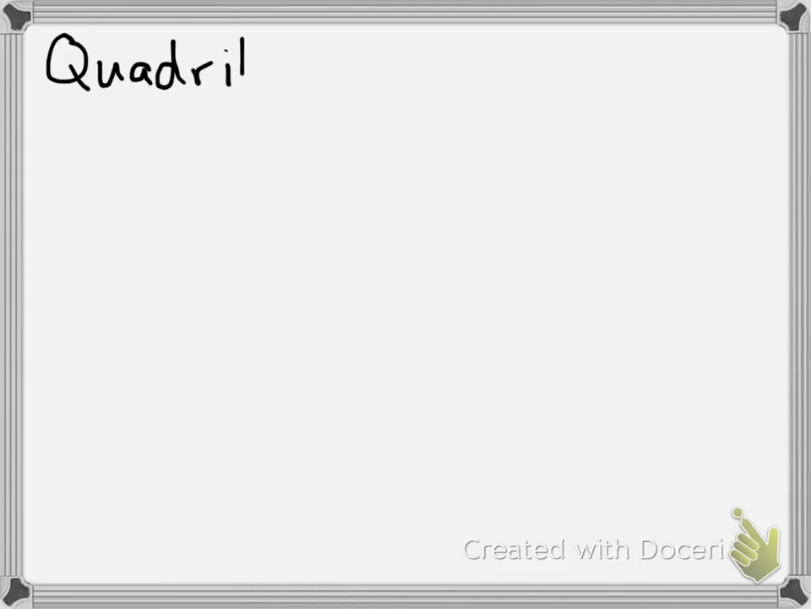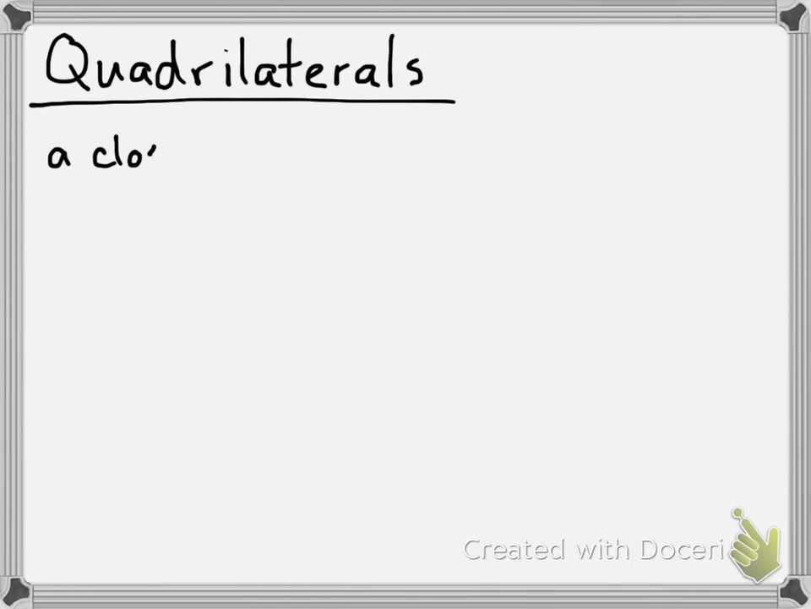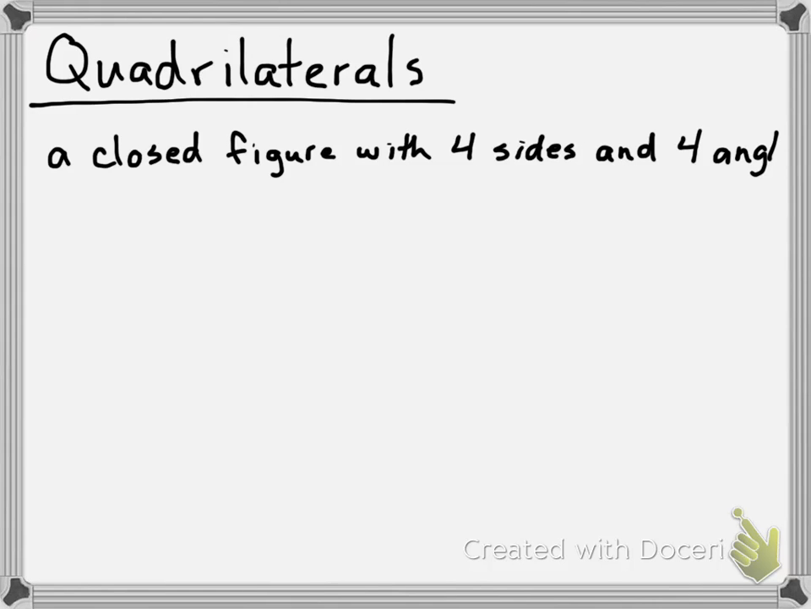Okay, today we're going to be talking about quadrilaterals. Alright, so a quadrilateral is a closed figure with 4 sides and 4 angles. Maybe more specifically, a closed polygon with 4 sides and 4 angles.